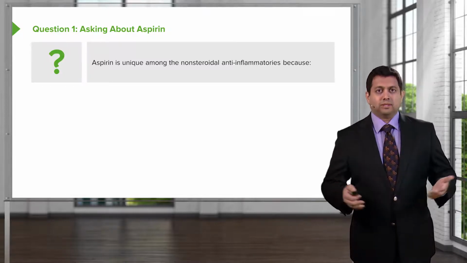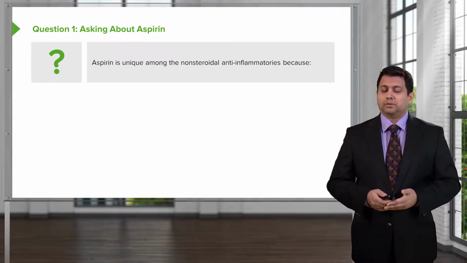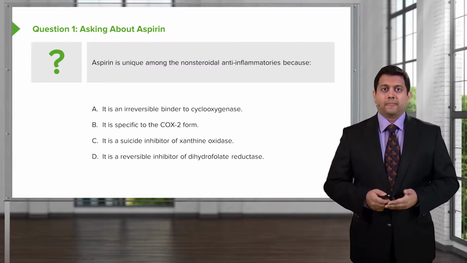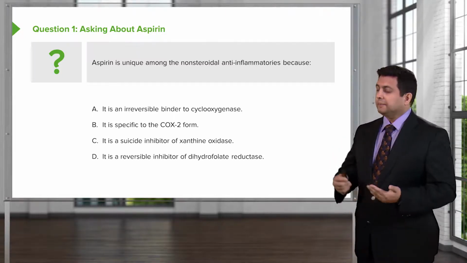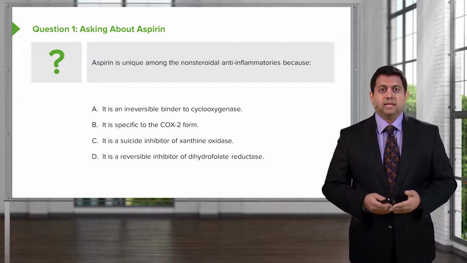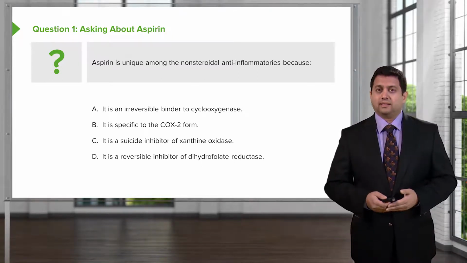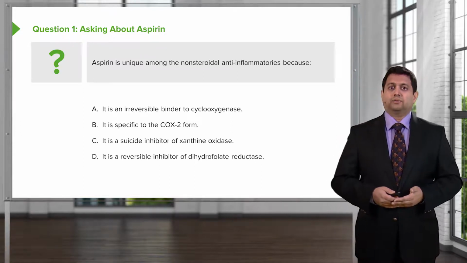Let's do another question. Aspirin is unique among the nonsteroidal anti-inflammatory agents because A. It is an irreversible binder to cyclooxygenase. B. It is specific to the COX-2 form. C. It is a suicide inhibitor of xanthine oxidase. And D. It is a reversible inhibitor of dihydrofolic reductase.